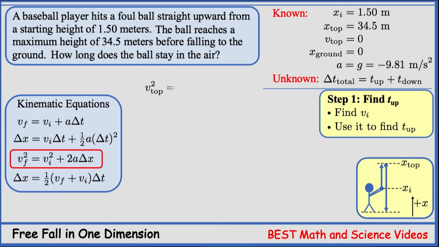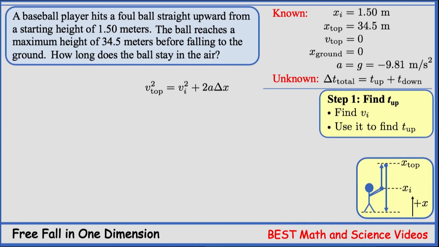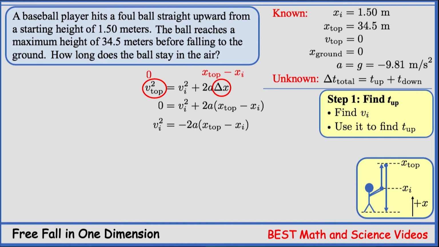So let's start with the third equation, rewriting using v top as the final velocity. V top squared equals vi squared plus 2a delta x. Can we simplify this equation? We know that v top equals 0, and we know that the displacement delta x equals the final position x top minus the starting position xi. So let's use these to rewrite the equation. Now let's rearrange the equation with vi squared by itself on the left, and take the square root.